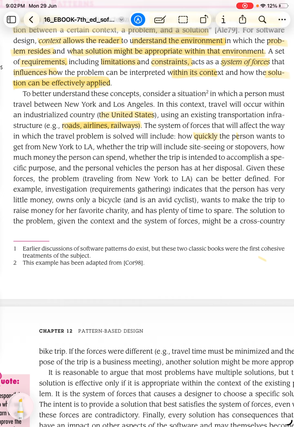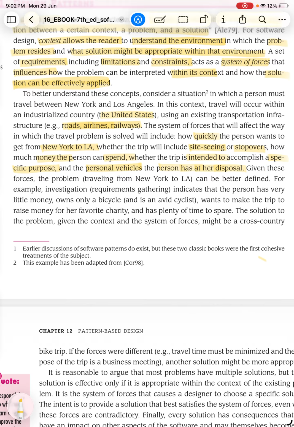The system of forces that will affect the way in which the travel problem is solved will include how quickly the person wants to get from New York to LA, whether the trip will include sightseeing or stopovers, how much money the person can spend, whether the trip is intended to accomplish a specific purpose, and the personal vehicles the person has at her disposal.